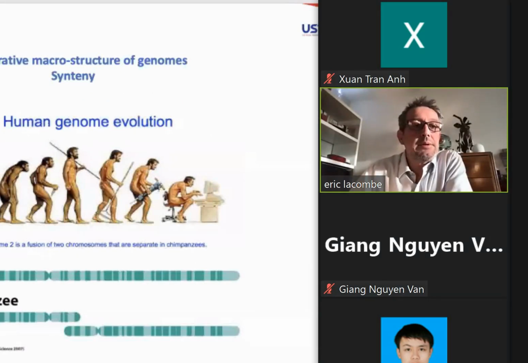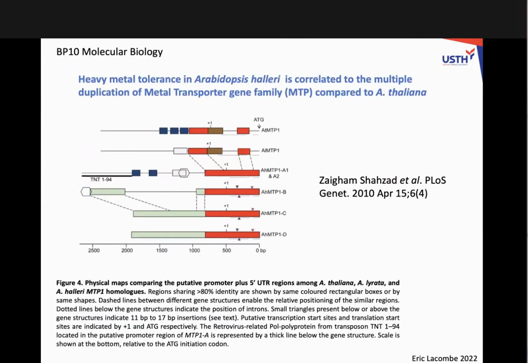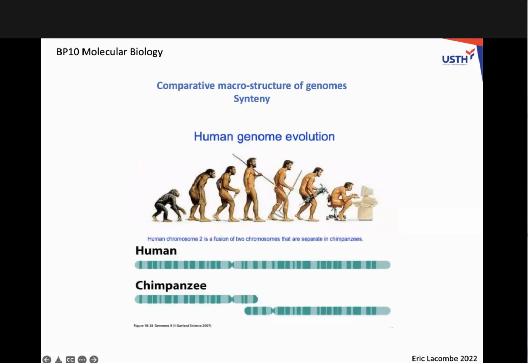Do you see the gene duplication and the importance of gene duplication in the adaptation of plants and animals? So the slides that I wanted to show you yesterday are this part. This is the end of the lecture of yesterday. So it's the comparison of the macro structure of the genome, and this is what we call synteny. Have you ever heard about this word?